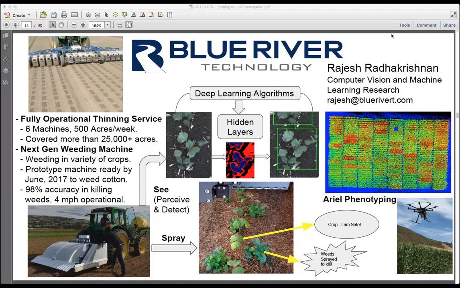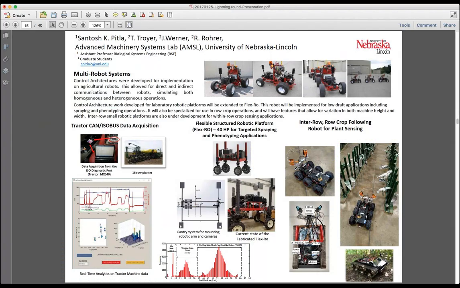Now I'll talk about some of the systems we are working on. Going from the top left, this is one of our thinning service machines that has been in operation. We have 6 lettuce thinning machines that have been operating at 500 acres per week, and we treat 1 million plants per day. The current technology that we are trying to incorporate is called the next-gen weeding machine, and there are 3 main highlights on that. One is we operate on big row crops. We start with cotton, which has millions of acres. We are using deep learning algorithms to distinguish crops and weeds. And our main technology is in see and spray, where we can see and detect objects and take action on them by operating at 4 miles per hour in precision. We also work on... Thank you very much.